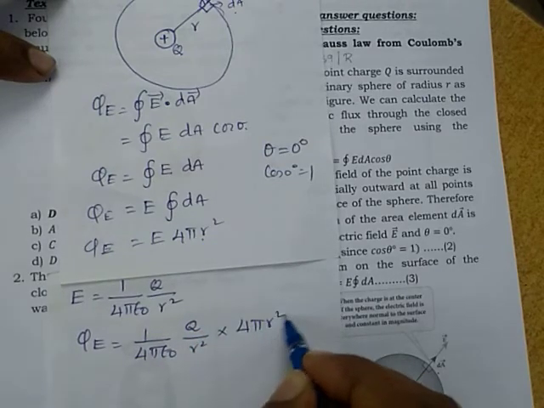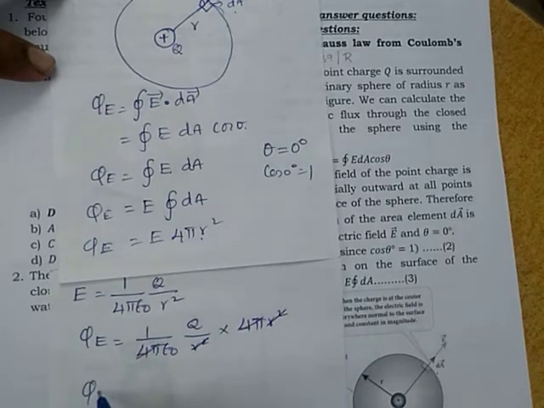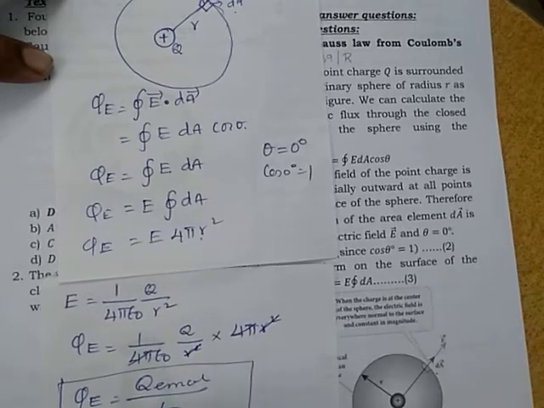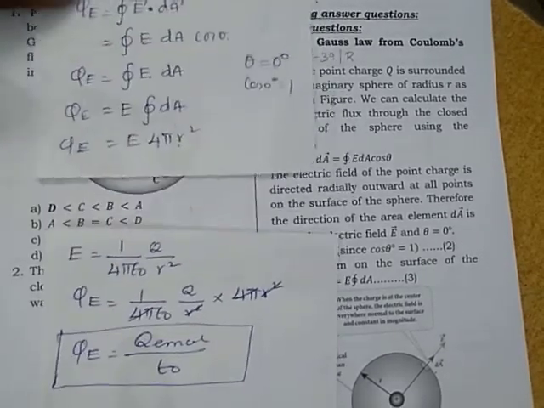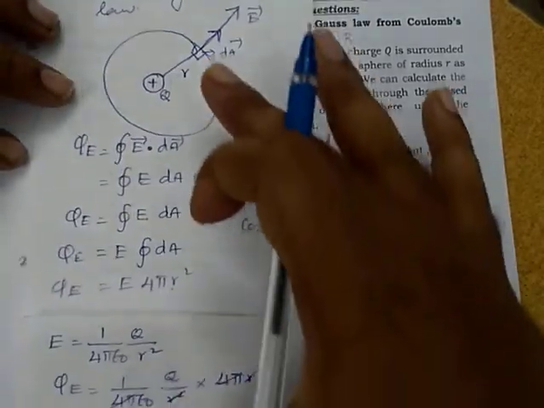The r square and 4 pi are going to cancel, we get phi E is equal to Q enclosed by epsilon naught. This is known as Gauss law in electrostatics. To answer this question, we need to know these points alone.